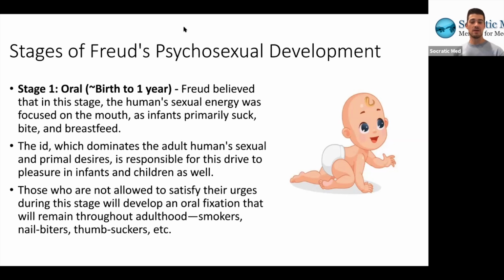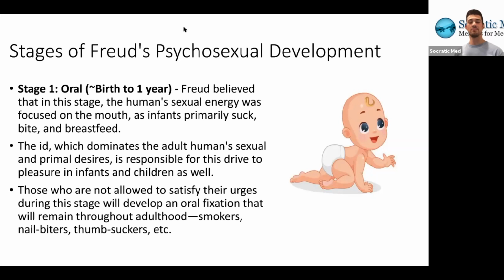The id, which dominates the human's sexual and primal desires, is responsible for this drive to pleasure in infants and children as well, like we just spoke about. Those who are not allowed to satisfy these urges during this stage are going to develop what Freud referred to as an oral fixation. That's going to remain throughout adulthood.